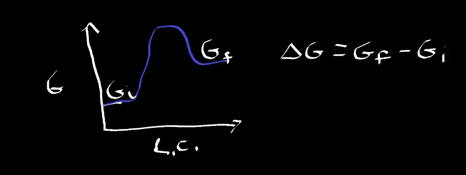Now, what you're doing is you're subtracting a number minus a smaller number, right? So you would expect, in this case, for delta G to be greater than 0, okay? Now, let's look at a few things.